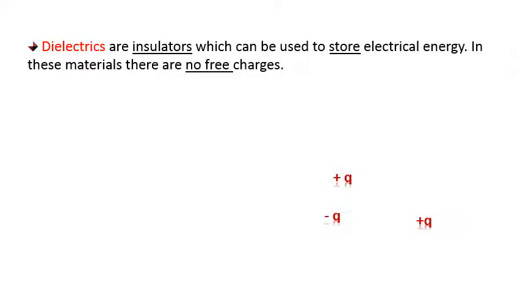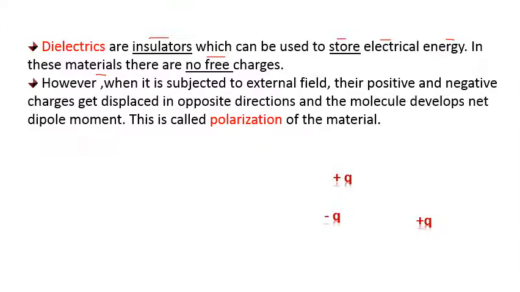Dielectrics and polarization. See, what are these dielectrics? These are insulators which can be used to store electrical charges or electrical energy. In these materials, no free charges are there. That's why it is an insulator. But when this dielectric is subjected to an external field, their positive and negative charges get displaced in opposite directions, and the molecule develops a net electric dipole moment. This process is called polarization.